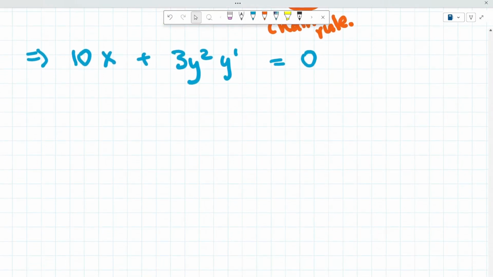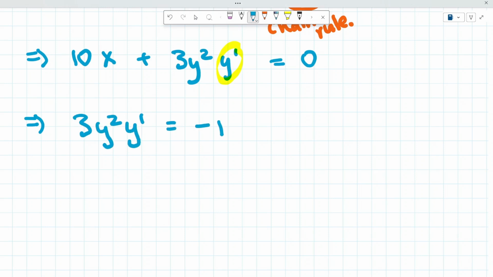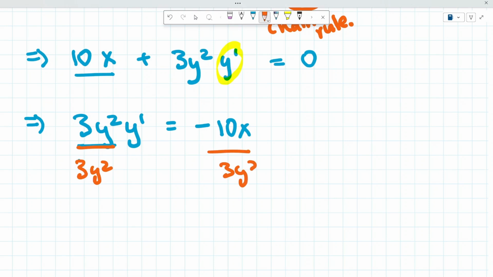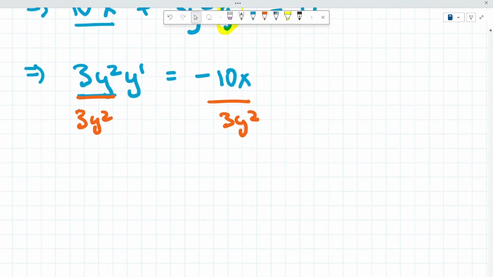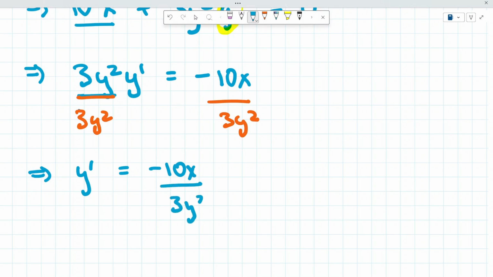The next step we have to do here is we want to isolate for y prime, because that is our goal. We want to find what is the derivative of y with respect to x. So we'll just do some algebraic manipulation. So we got 3y squared y prime equals negative 10x, because we moved this term to the other side. And now we're going to divide both sides of the equation by 3y squared. And what does that give us? So that gives us our y prime isolated on this side, which equals negative 10x over 3y squared.